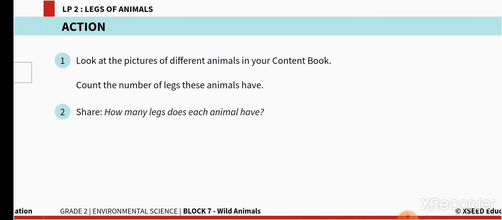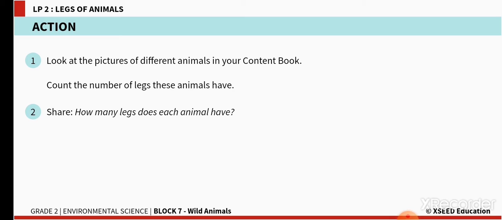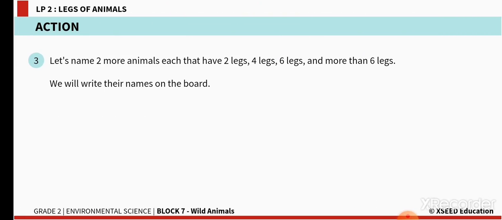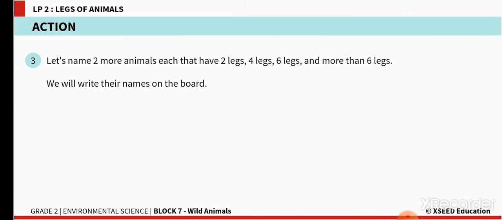So now you have to open your content book. In the content book we have some pictures, and our activity is going to be from the content book. You will see each picture and we'll count the number of legs the animals have, and after checking all the pictures, we'll classify them as 2 legs, 4 legs, 6 legs and more than 6 legs animals. Let us get started, children.